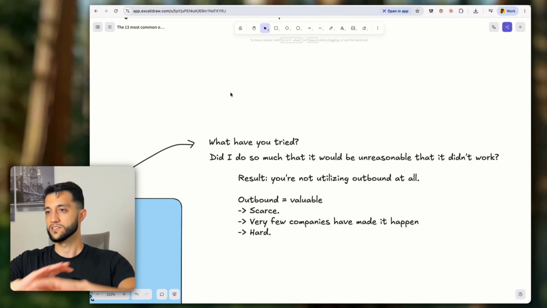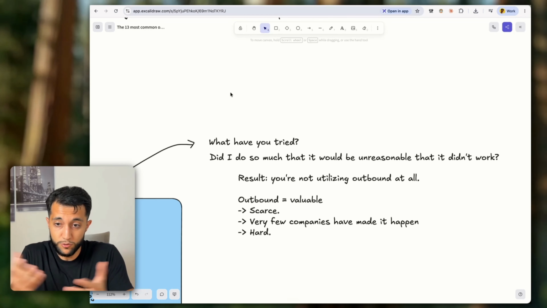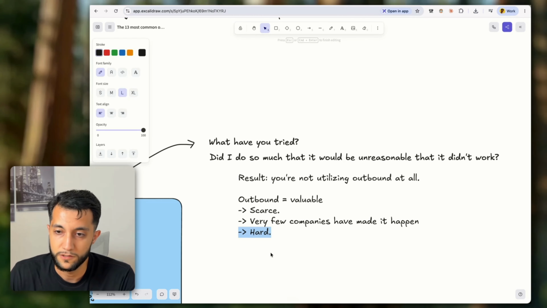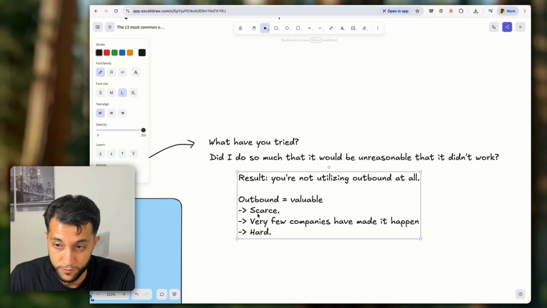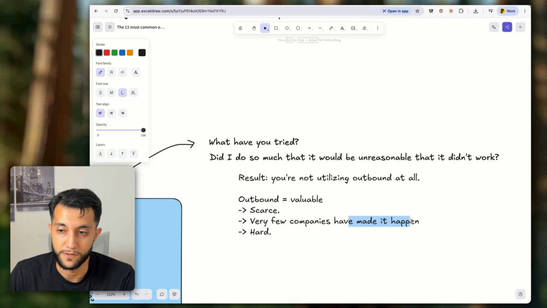And no, this has nothing to do with an unhealthy or toxic relationship to work. It's literally that you didn't make it work. You just didn't make it work because it was hard. Surprise. That's the issue. It takes time because it is valuable, and it being valuable means it's probably scarce and very few companies have made this thing happen.